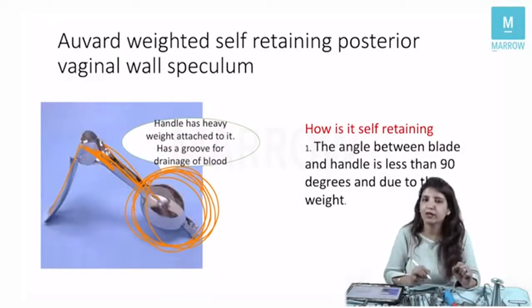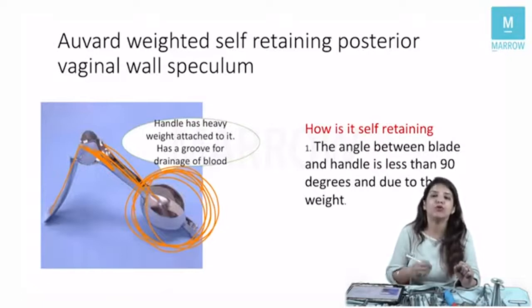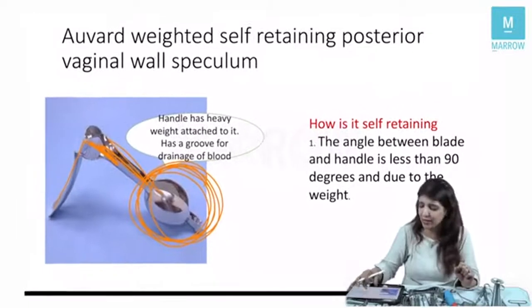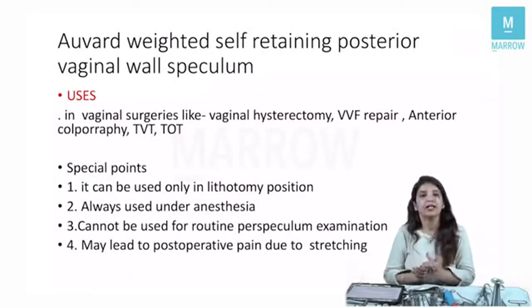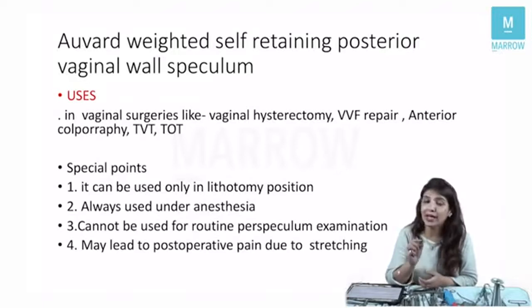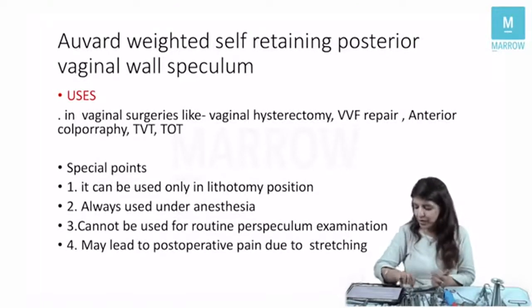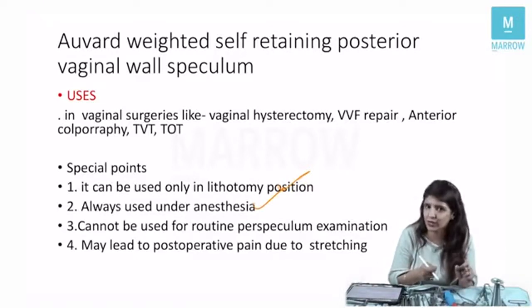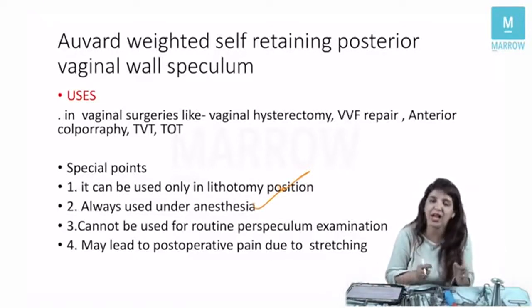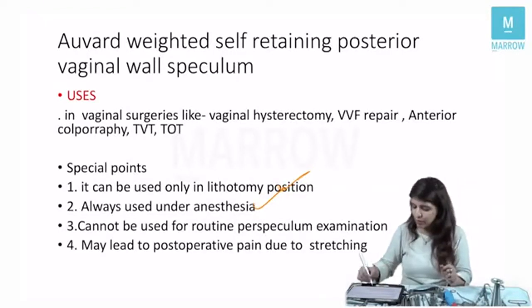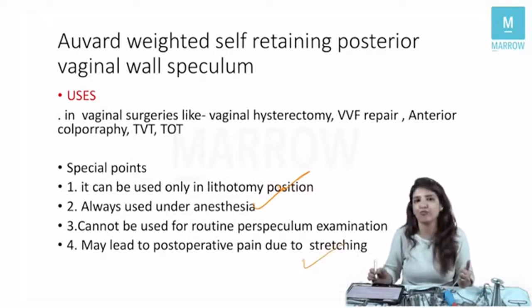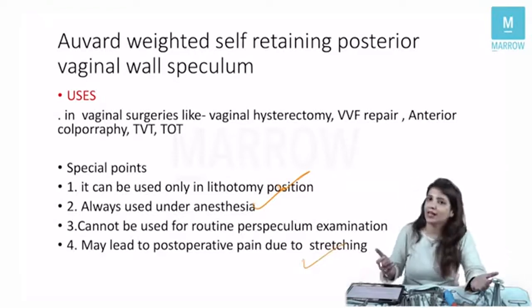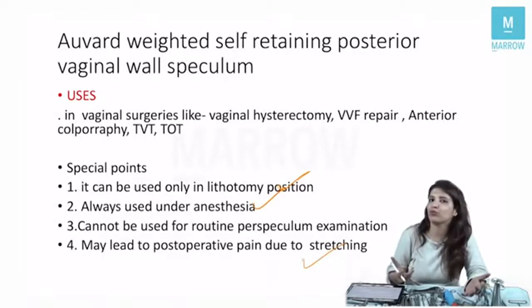Now, Auvard's speculum should not be used in OPD procedures. If you want to examine the cervix, you shouldn't use Auvard's speculum. Why? Because this speculum is used only in the lithotomy position, number one. Number two, it is used only under anesthesia. It has weight attached to it. It has to be used only under anesthesia, and when you remove it, so many times the patient is going to complain of post-operative pain due to stretching. And it cannot be used in OPD, so it cannot be used for per speculum examination, right?